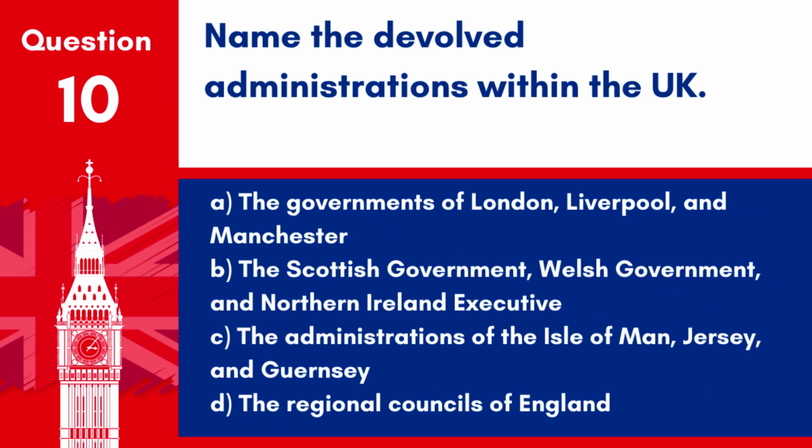Question 10. Name the devolved administrations within the UK. A. The governments of London, Liverpool, and Manchester. B. The Scottish Government, Welsh Government, and Northern Ireland Executive. C. The administrations of the Isle of Man, Jersey, and Guernsey. D. The regional councils of England.